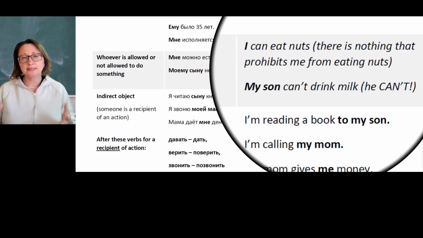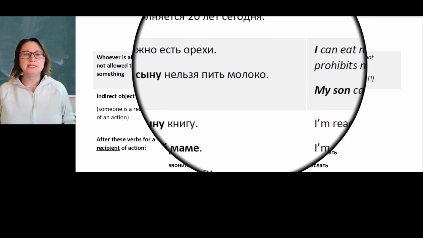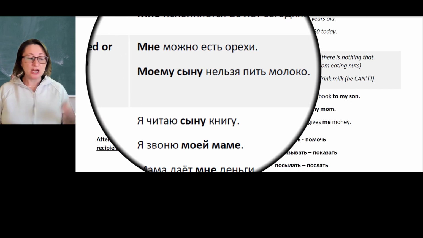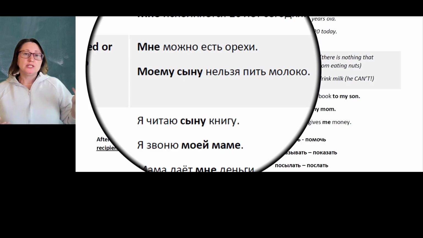The next one, my son can't drink milk. And yes, of course, I can say my son is lactose intolerant and cannot drink milk as an example. But in English, sometimes we just express it with can or cannot. But in Russian, we use these words можно and нельзя, which are actually adverbs, and they're not verbs, and they're expressing is allowed, is not allowed, whether it's allowed or not allowed by another person, by law, or by some kind of a regulation. So, мне можно есть орехи.